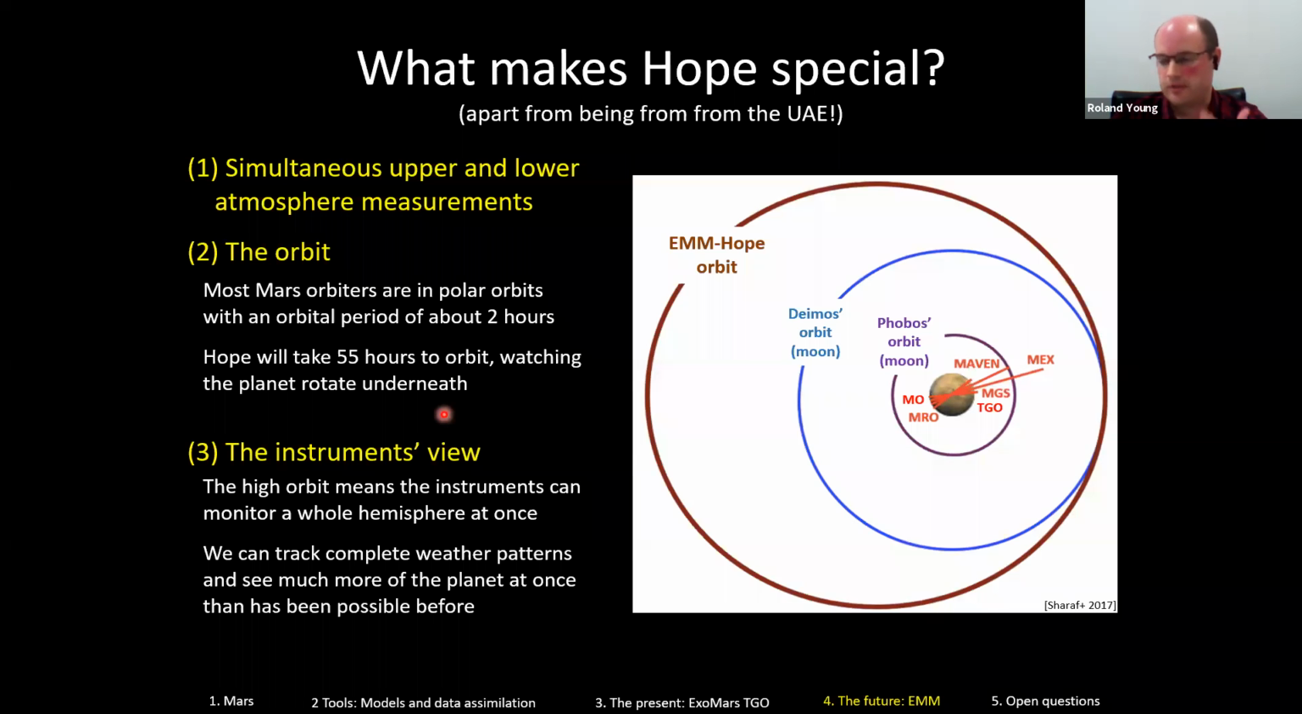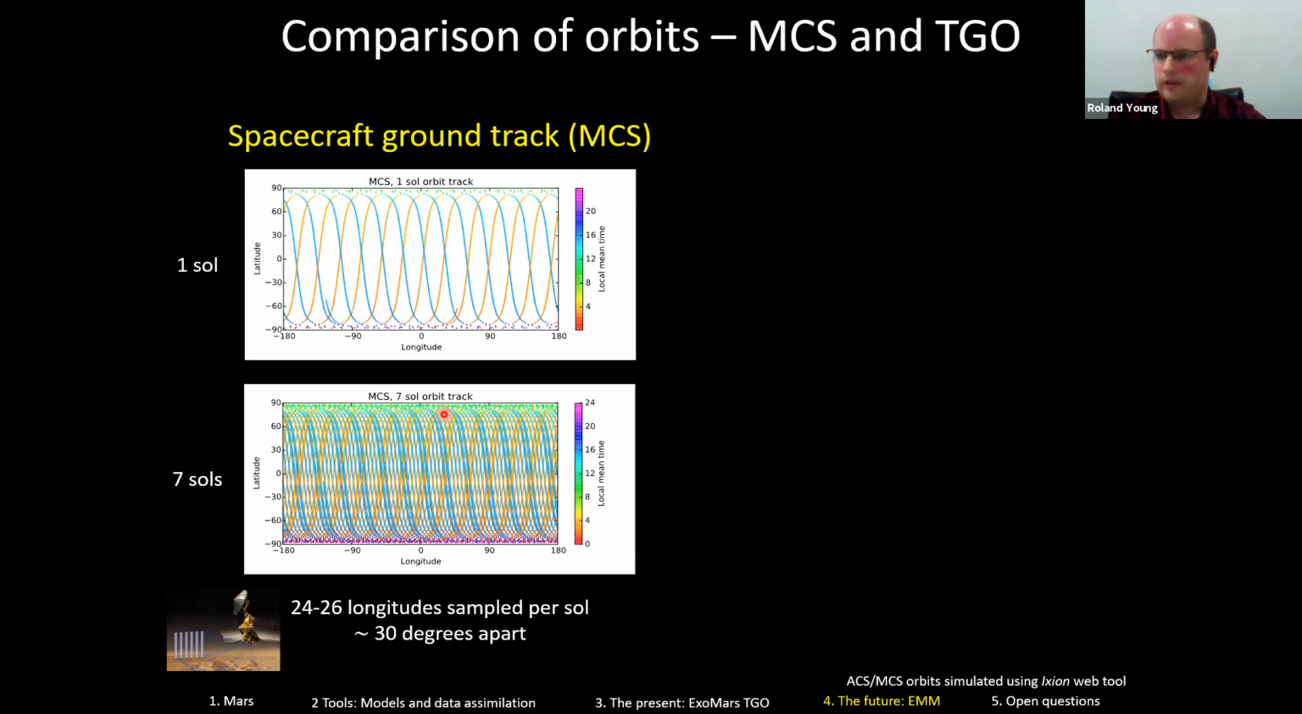And so we're very excited about this for the purposes of data assimilation, because it means we can track complete weather patterns at once. We can assimilate complete data sets over the whole planet, or at least over one hemisphere of the planet, and we can see all of the different local times, which is not possible otherwise.